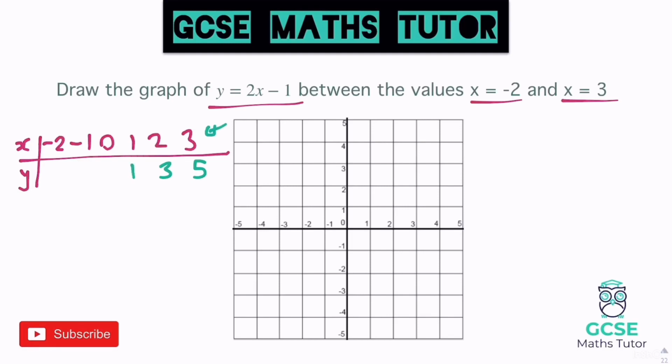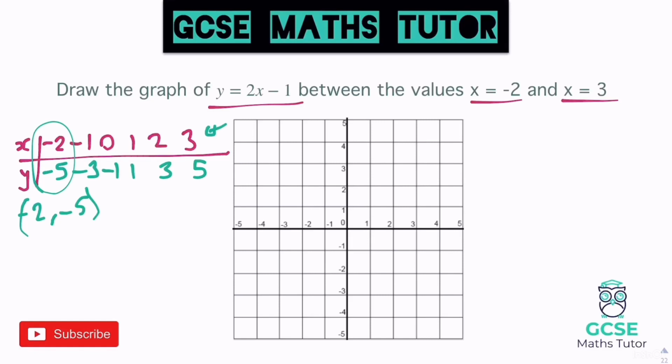Now you might start to see there's a bit of a pattern here. Look, 5, 3, 1, those are all going down in 2s. So I can just follow the pattern here. 1 take away 2 is minus 1, and take away 2 again is minus 3, take away 2 again is minus 5. And we've got our coordinates here. Just looking at this one, that coordinate is minus 2, minus 5 as a coordinate. And all we've got to do is plot these and join them up with a ruler.